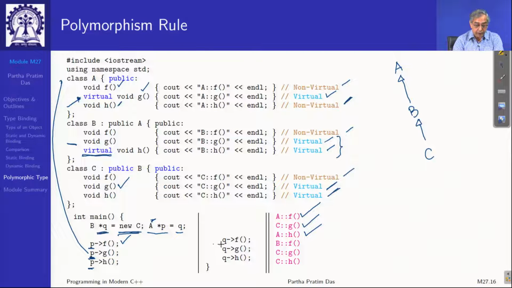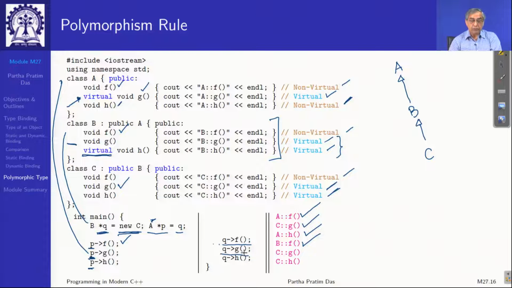If I do Q pointer F, Q is of type B, right. So, it will look at this B class for resolving whether it should statically bind or dynamically bind. So, it finds that F is non-virtual here, it has not inherited virtualness from the parent either. So, it will bind by the type of Q, the type of the pointer. So, the type of the pointer is B star. So, it calls B::F.